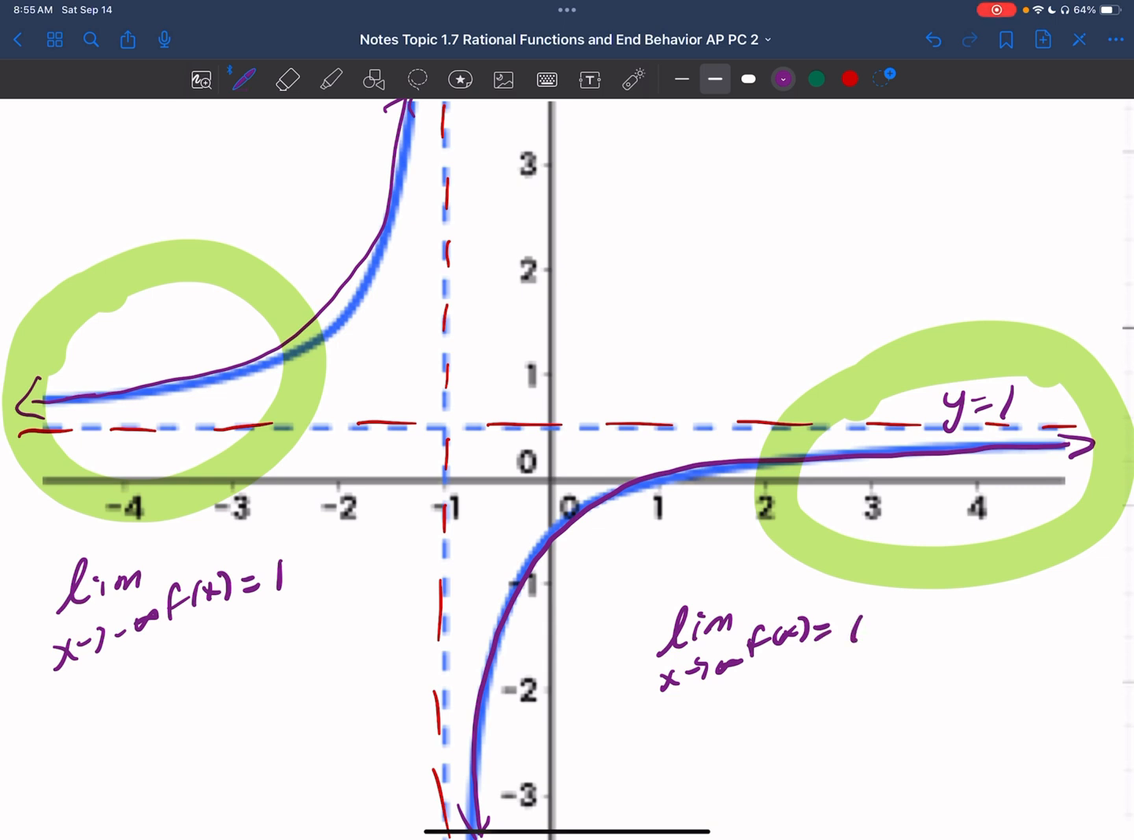In conclusion, every single time that you have a horizontal asymptote in a rational function, the limit to the left and the limit to the right will be equal to that asymptote. In this case, I can see that the limit as x approaches negative infinity for f of x is 1. I can see that the limit as x approaches positive infinity for f of x is equal to 1. And I can see that my asymptote is y equals 1. So this is kind of like scenario number 1 when you do have a horizontal asymptote.